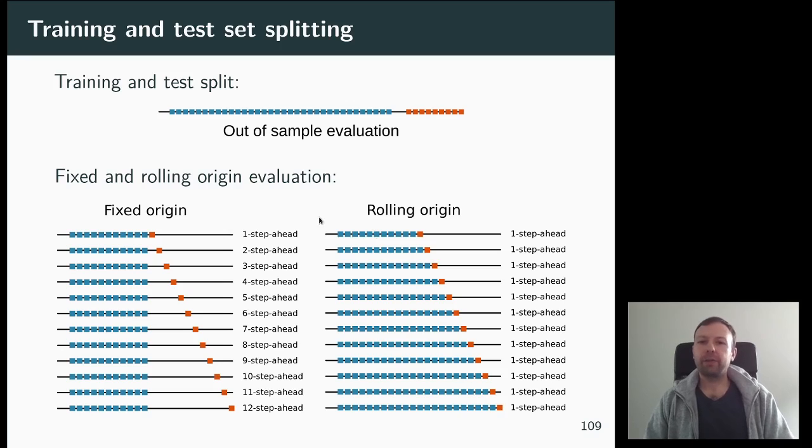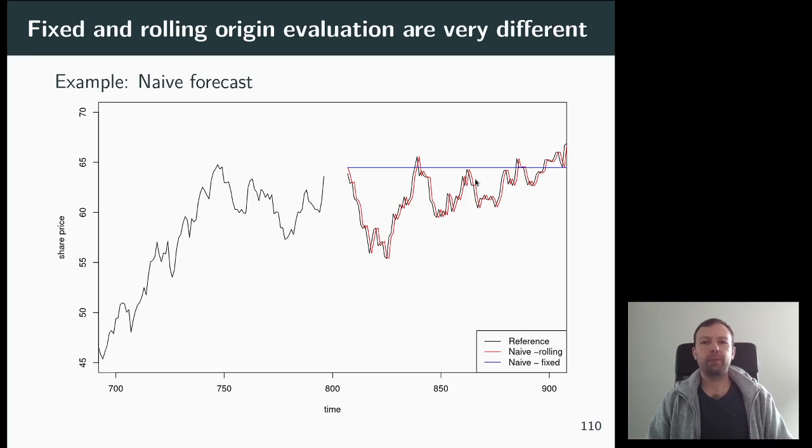On the other hand, you have the rolling origin evaluation, where basically you forecast the next data point. Now this data point becomes available to you. You predict the next one, it gets available, you predict the next one. So all of these predictions are 1 step ahead predictions. Two very different paradigms, especially so just to illustrate how different they are.